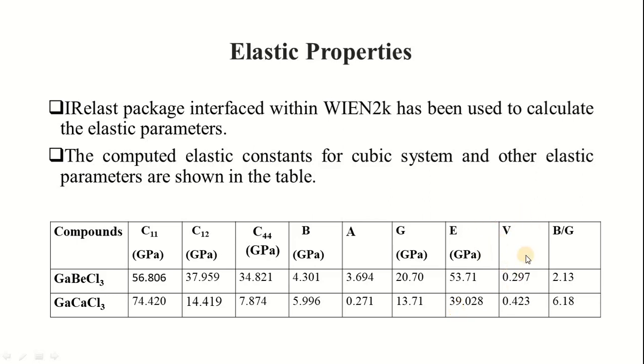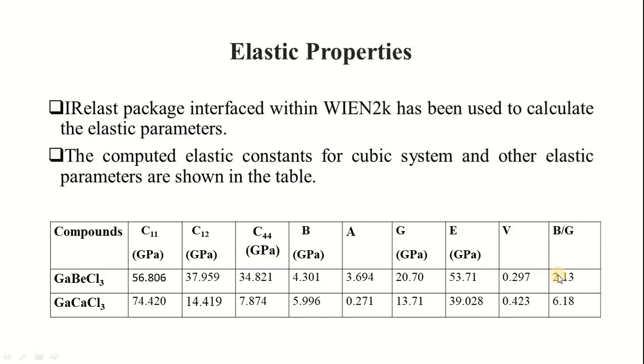Now the Poisson ratio. The critical value of Poisson ratio is 0.26. A compound having a value greater than 0.26 will be ductile, and a compound having a value lesser than 0.26 will be considered brittle. Here our compounds give us the values of 0.29, which is greater than 0.26, and 0.42, which is also greater than 0.26. So both of our compounds are ductile, not brittle.